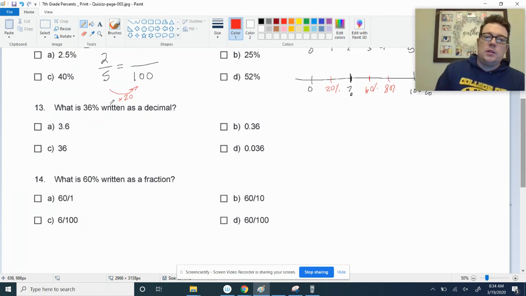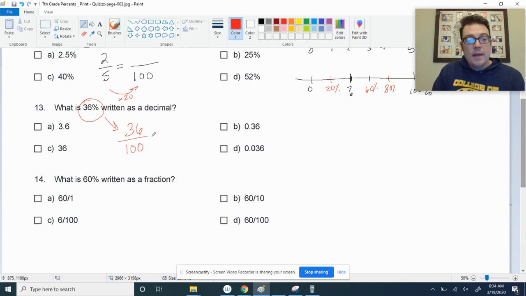All right, number 13. What is 36% written as a decimal? So anytime they give you a percentage and you want to write it in decimal form, what I would say is just start by putting it in fraction. So like 36% is 36 per 100. So really, this is the same as 36 hundredths. And if you say 36 hundredths, and you know your place value, you know that that is this number right here. 36% is the same as 36 hundredths is the same as 0.36.